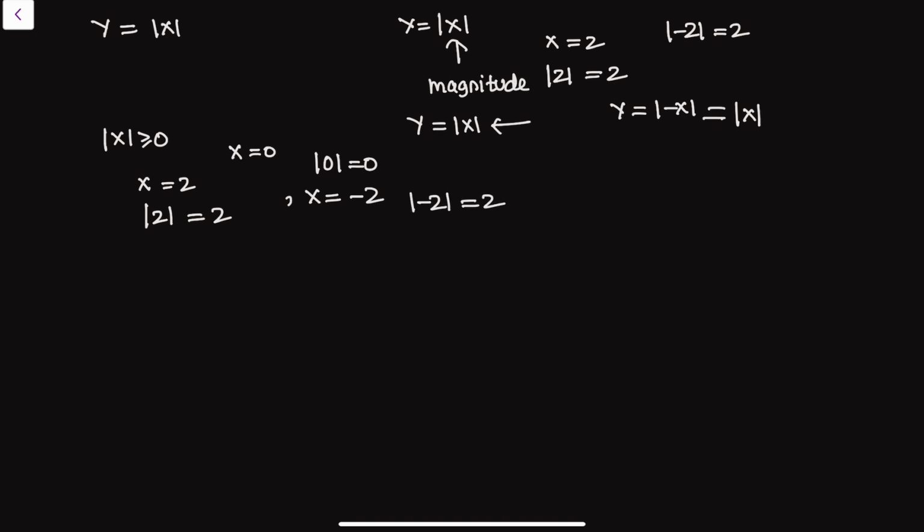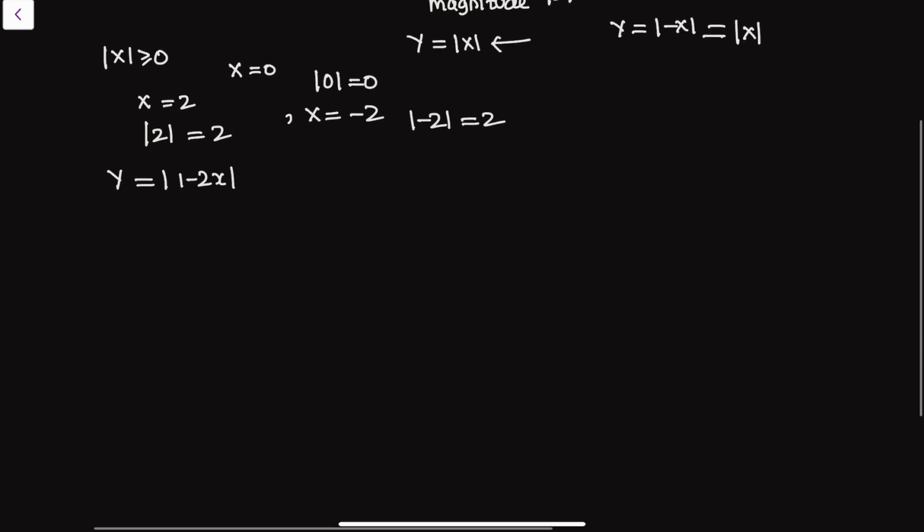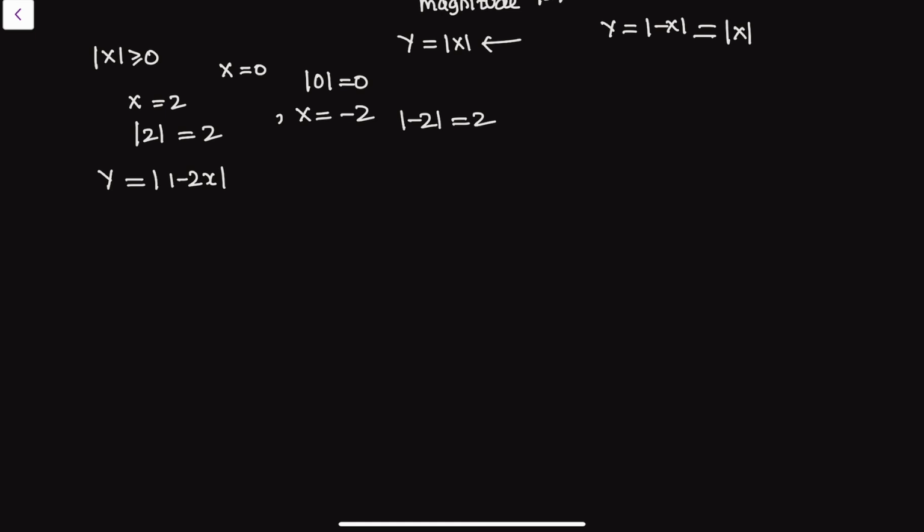We can look at some other modulus function also. Let's say y is equal to mod of 1 minus 2x. If I find the value of mod of 1 minus 2x at x is equal to 3, it's going to be 1 minus 2 times 3, which is mod of 1 minus 6. So this is mod of minus 5, which you write as 5.